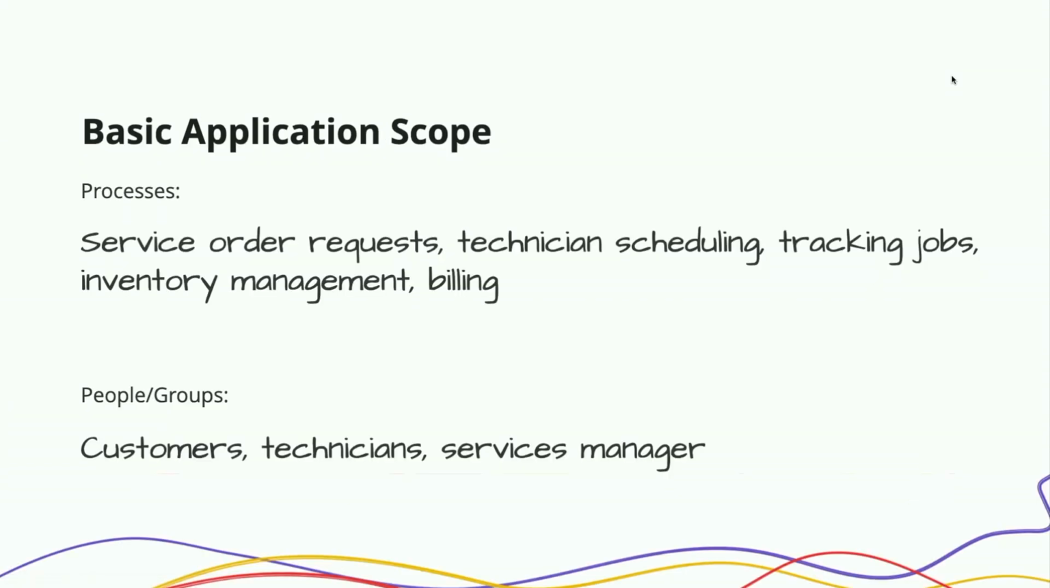So if we're thinking now about an application, obviously we've actually laid out a lot of really complex processes, right? We've put out a whole bunch of stuff. And when we look at all these processes, we're talking about service order requests, technician scheduling, job tracking, inventory management, billing. Those are all pretty big processes when we start to think about building custom applications to take care of all these things. When we start thinking about who are all the people that are involved in this, we have three pretty distinct groups of people. We might even add another layer, which might be like an executive team or something like that.